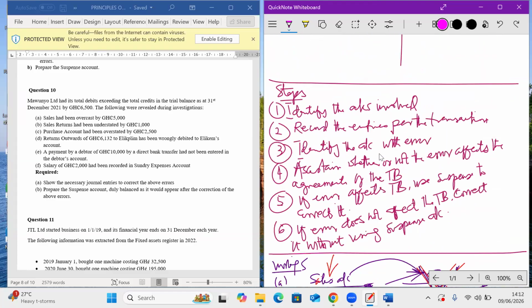So we've written it. That identifies the accounts involved. Now record the entries per the transaction.